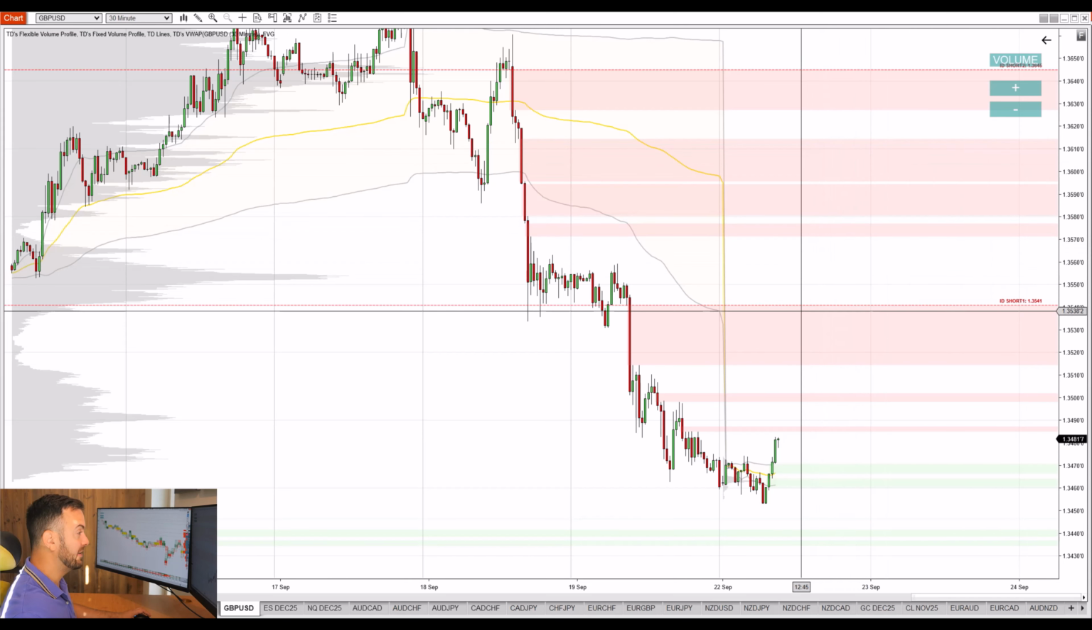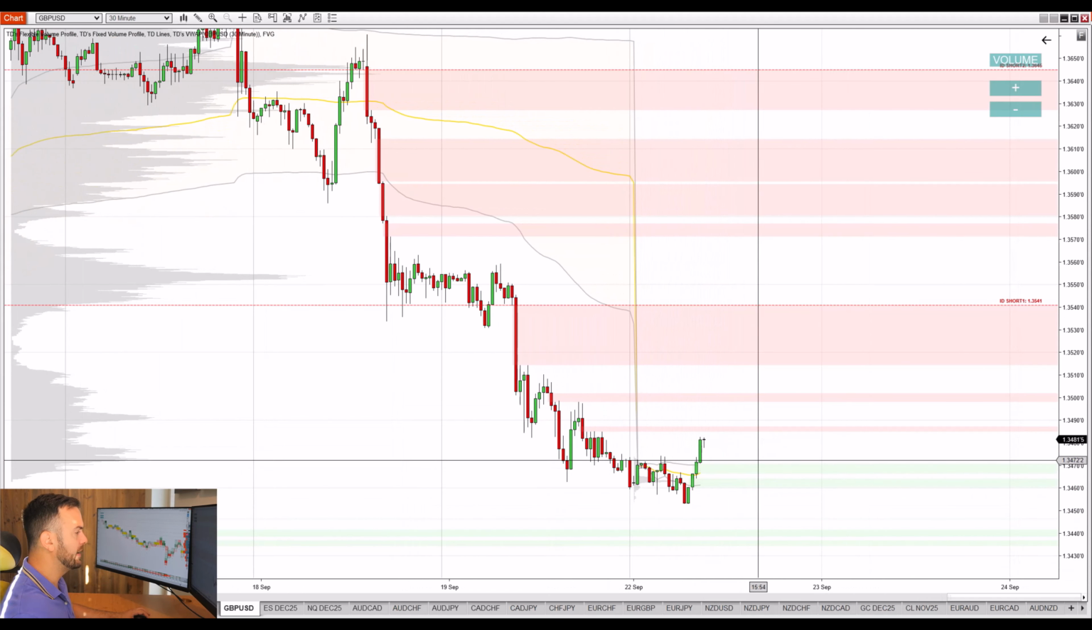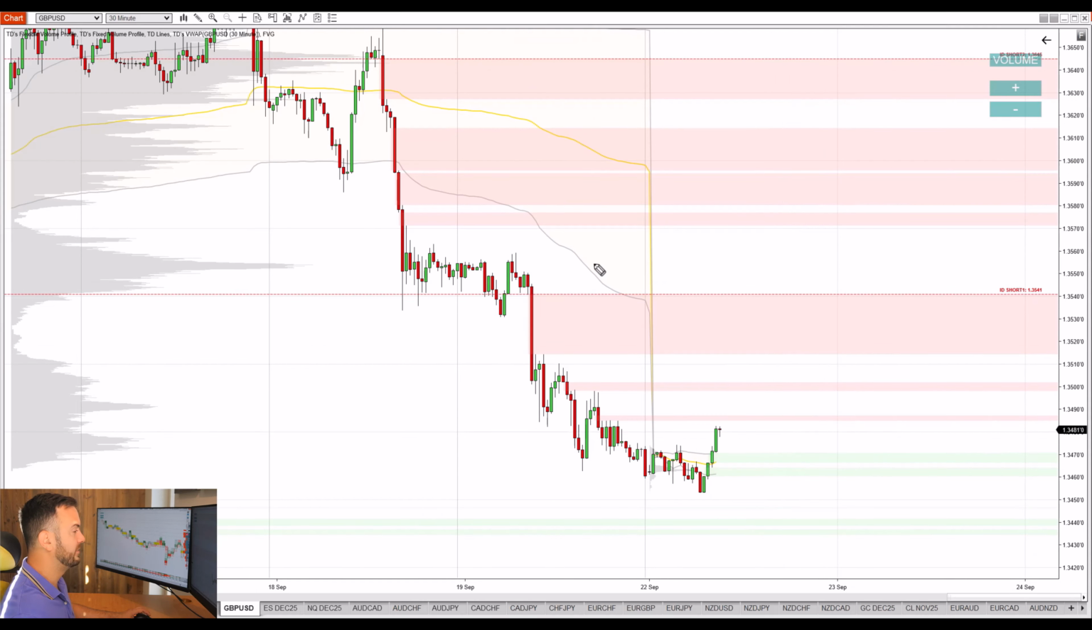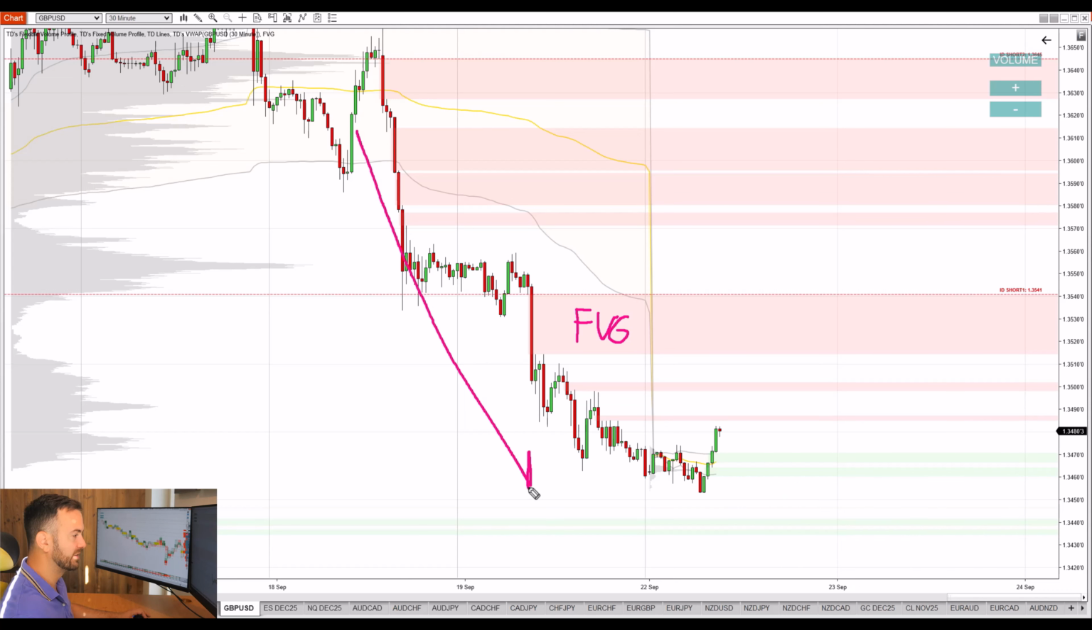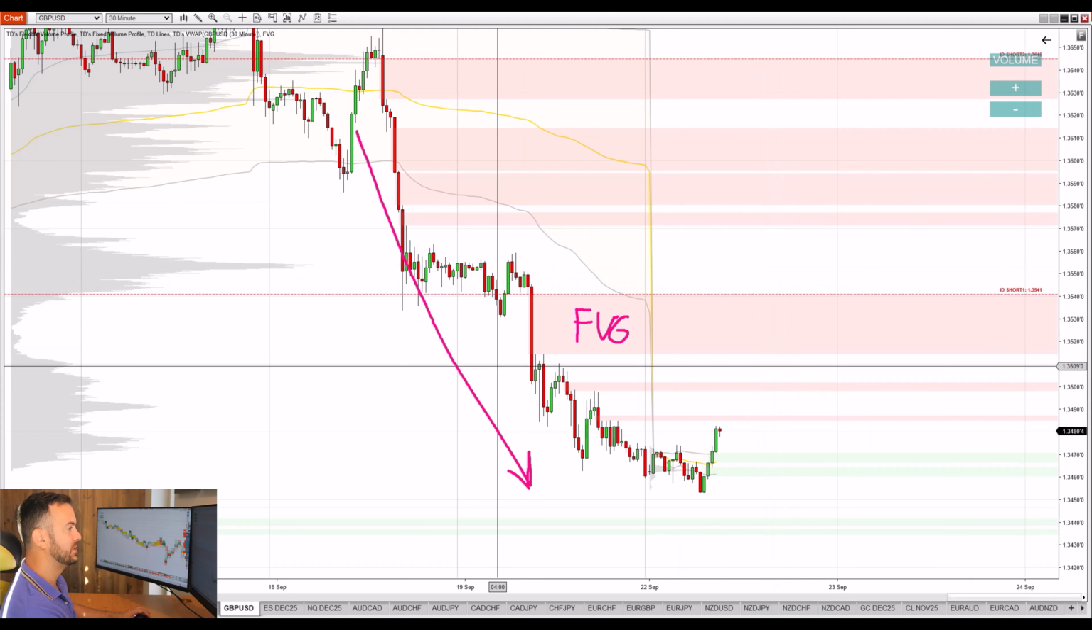The first thing that actually caught my eye here was a big fair value gap. This fair value gap right here represents strength in the market, strength and aggression, right? In this case, of those sellers who are pushing the price aggressively downwards. Now, when I see a fair value gap, I also want to see heavy volumes formed before the fair value gap. Let me show you.